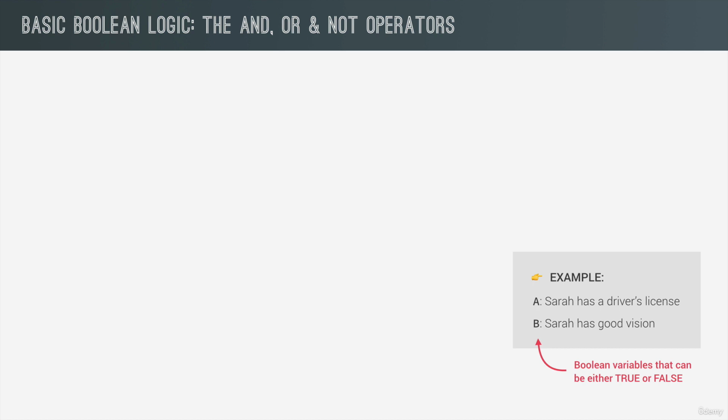So both of these are of course conditions that can be true or false, because Sarah could have no driver's license and she could have no good vision, right? And of course, on the other hand, she could also have a driver's license and could have good vision. Now, using the AND operator like A and B, we can combine these two Boolean variables like Sarah has a driver's license and good vision. Okay, but now what will be the result of this operation?